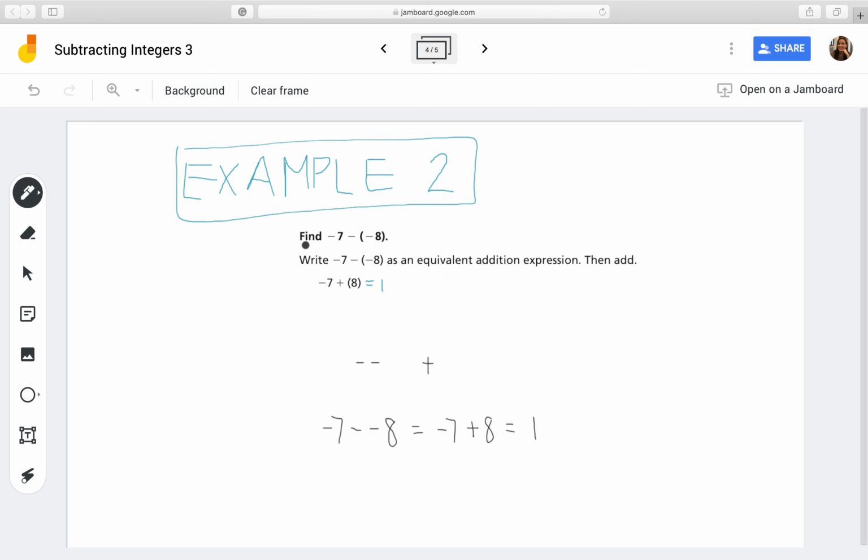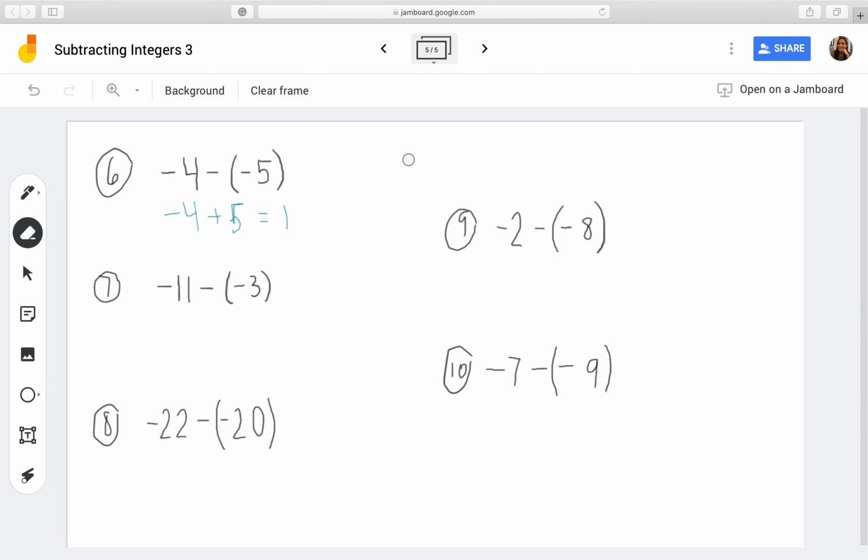Okay, and I'm going to just erase this because this is just some extra stuff I put here. Example 2 on frame 4 is going to be the example we're going to use for the questions on frame 5, which are questions 6 through 10. So for question 6, you would rewrite this as the equivalent addition expression, which would be the same as -4 plus 5, and then you just solve.